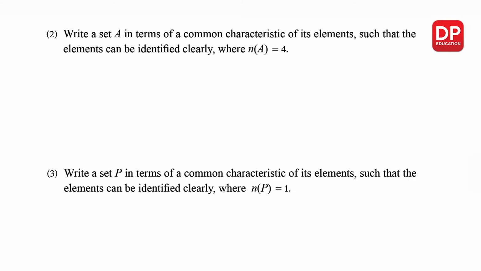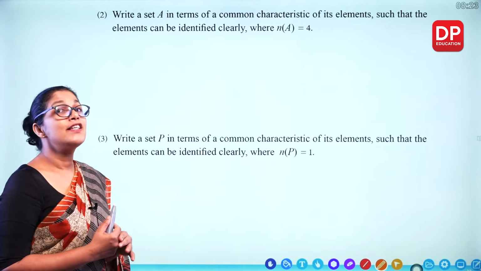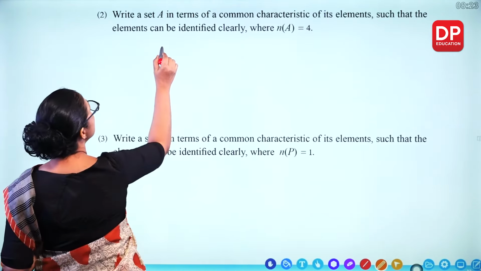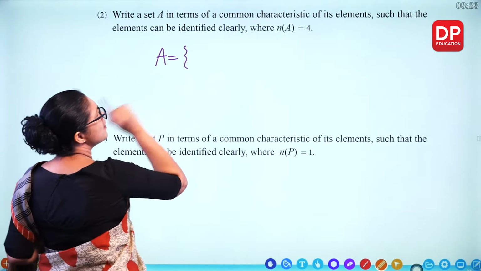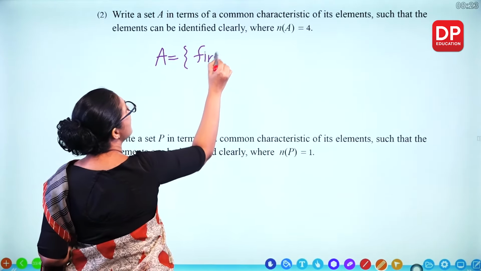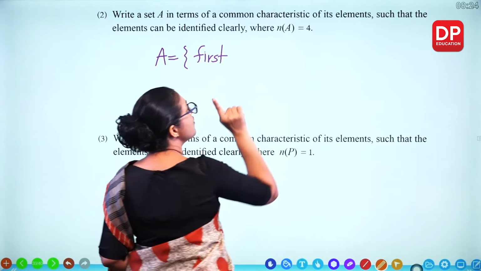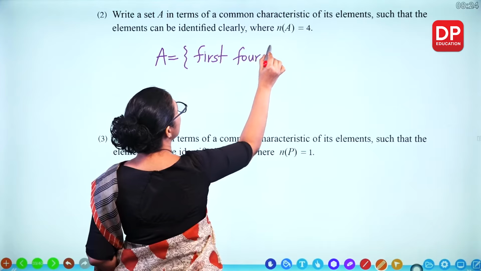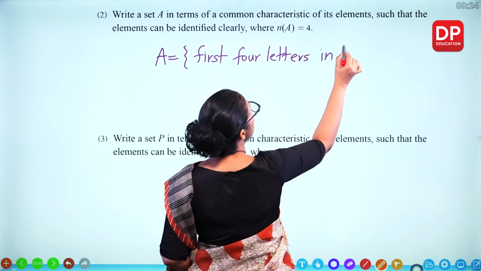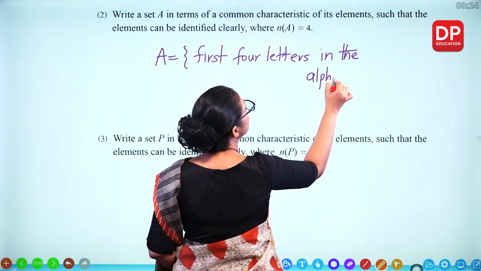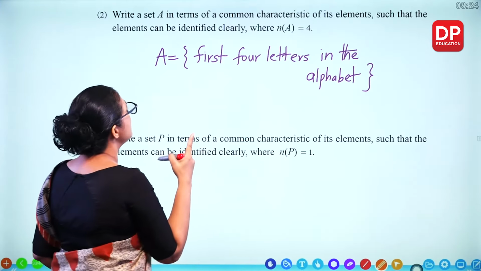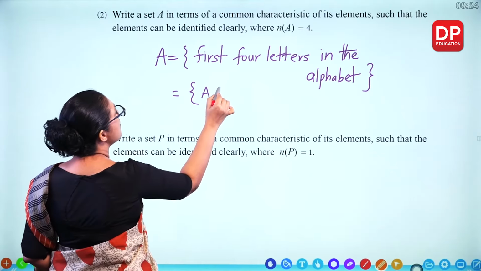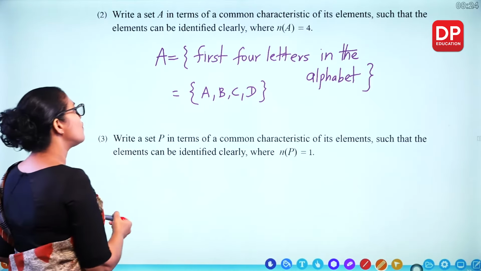Question number 2. Write a set A in terms of a common characteristic of its elements such that the elements can be identified clearly, where n(A) equals 4. So that means the number of elements in A is 4. So you can write any set A. So we can write the first 4 letters in the alphabet. You can write any set, but the requirement is the number of elements in that set is equal to 4. First 4 letters in the alphabet. So then it becomes A, B, C, D. Those are the first 4 letters. So n(A) becomes 4.